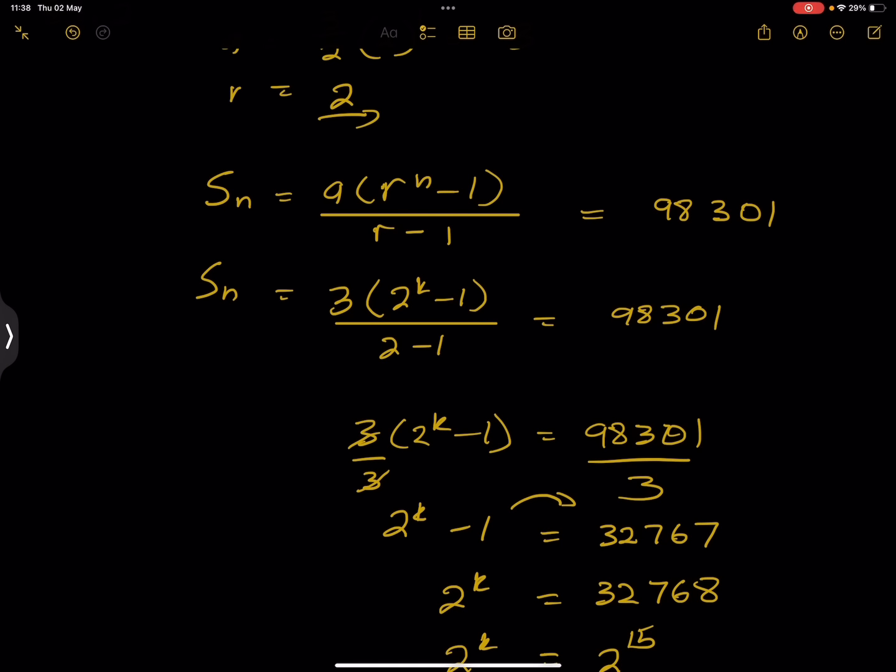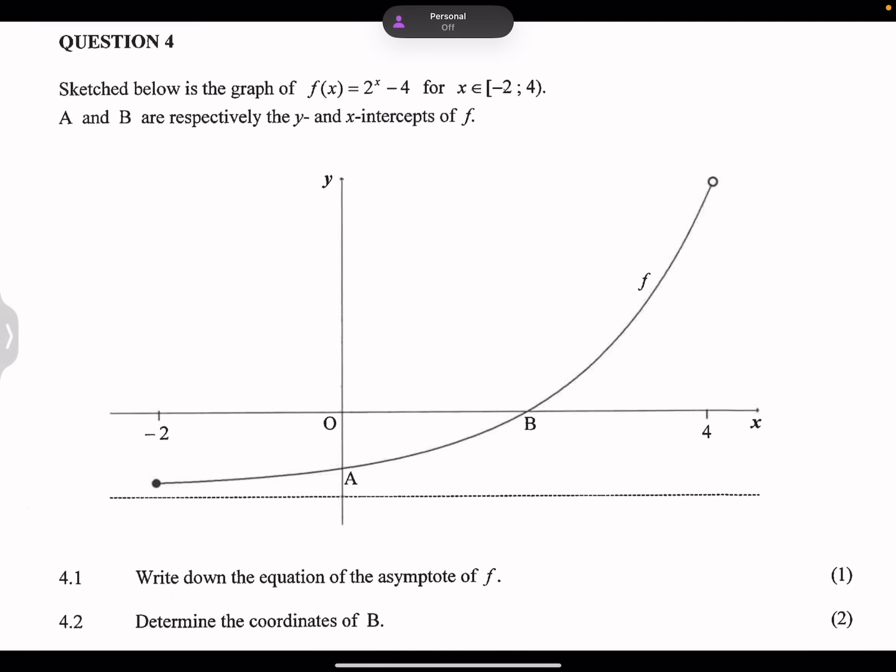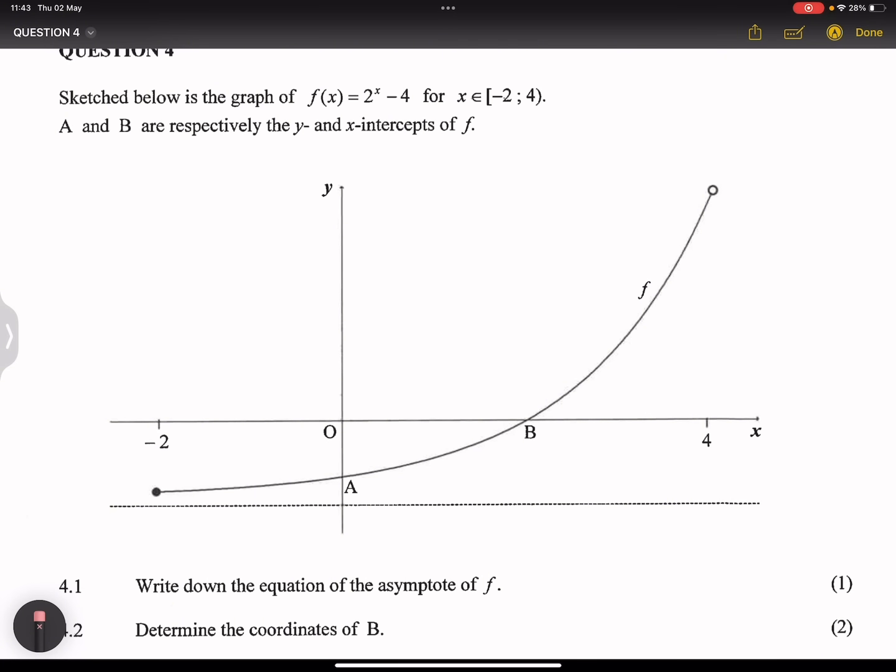Let's go on to the next section, and we start with question 4. They say sketched below is the graph of f of x, which is 2 to the power x minus 4, for x an element of negative 2 to 4. Negative 2 is included; can you see it's got that black dot there? So our graph starts from that point and goes all the way to 4, but 4 is excluded, which means that's not part of the graph. The graph does not exist at 4.